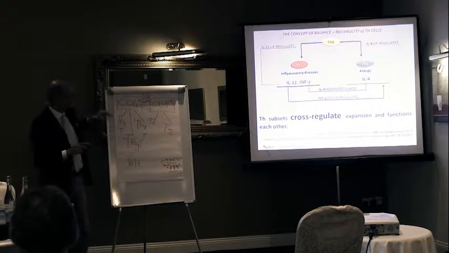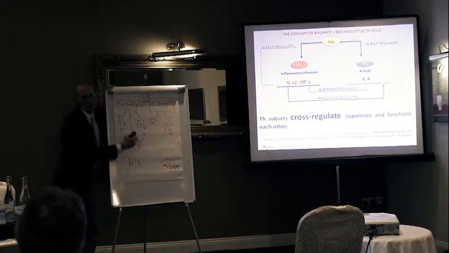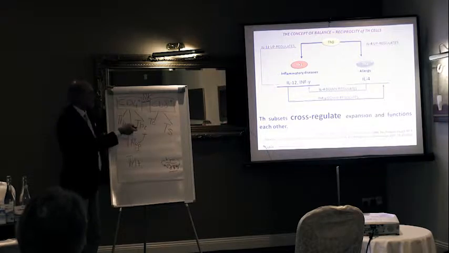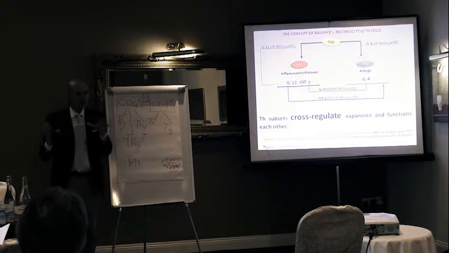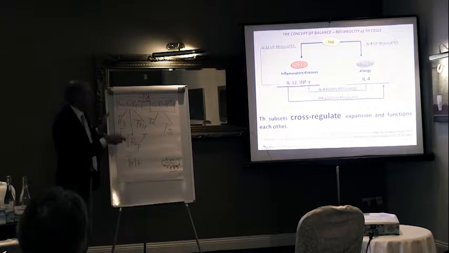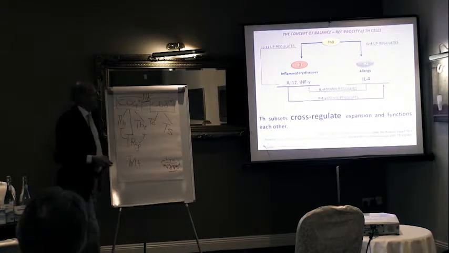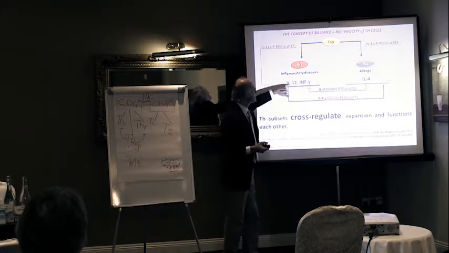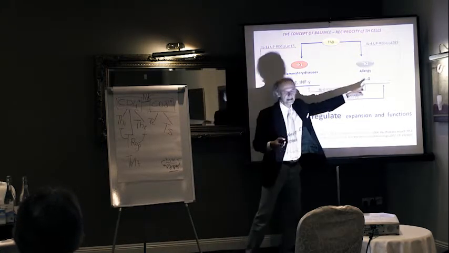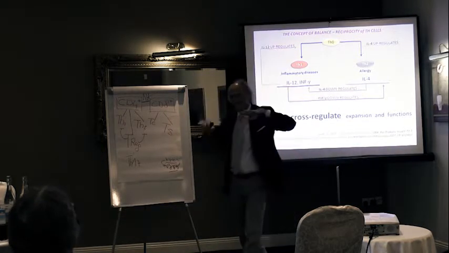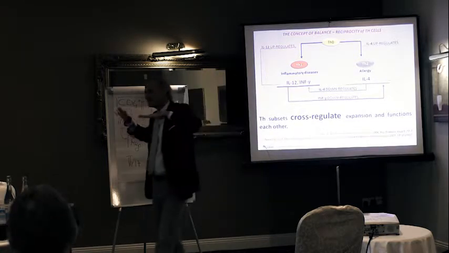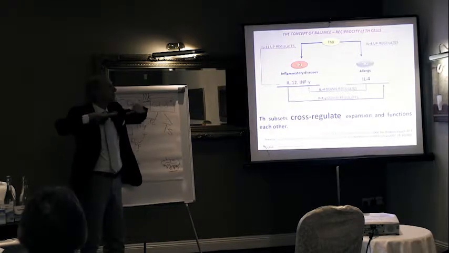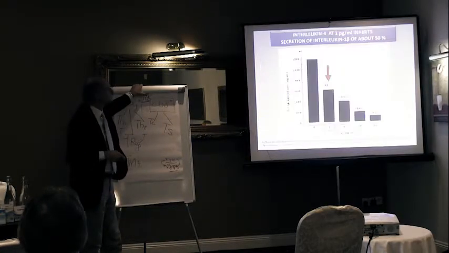All the different TH subsets don't trust each other. So through some cytokines, they control, cross-regulate each other. And we just learned about interleukin 12, interferon gamma, and interleukin 4 as the basic cytokines for an aspecific regulation of the whole immune system.